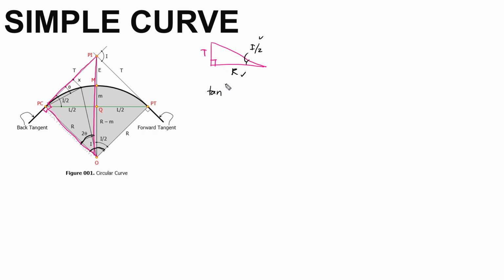So, tangent I over 2 is equals to T, the length of tangent over R. Again, opposite over adjacent. This is our included angle. So, let's just transform. That is T equals R tangent I over 2. So that's one of the first formulas we can use here in simple curves.